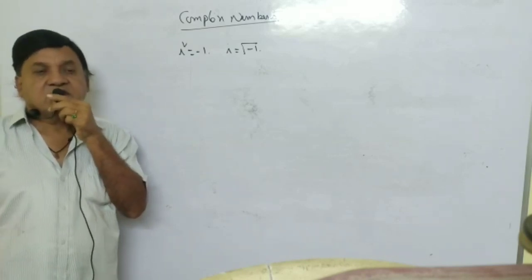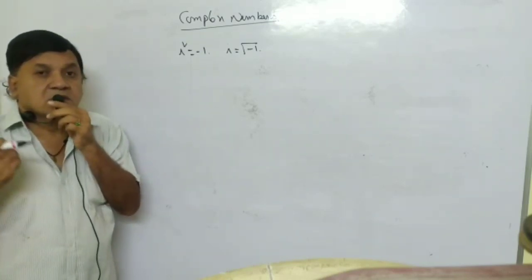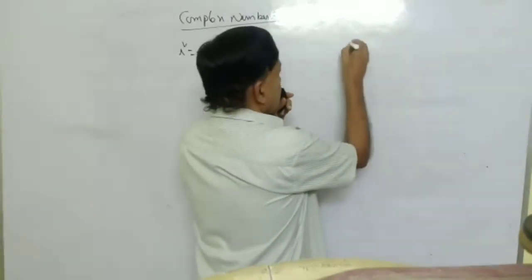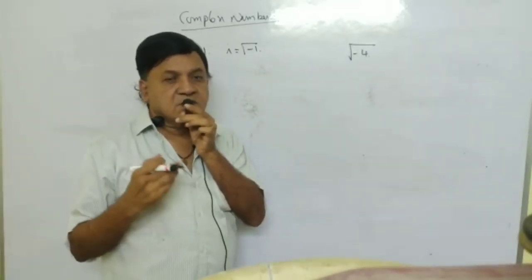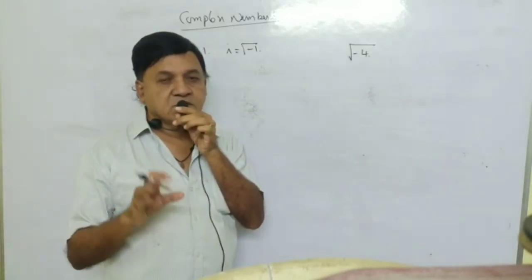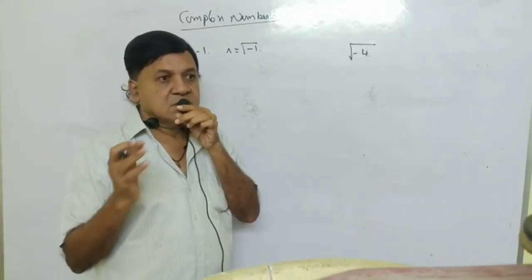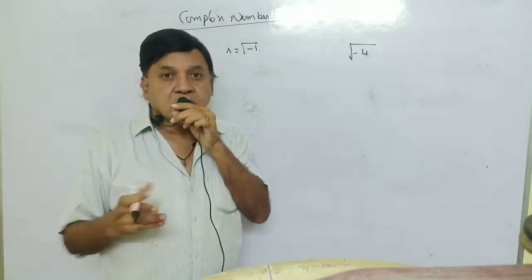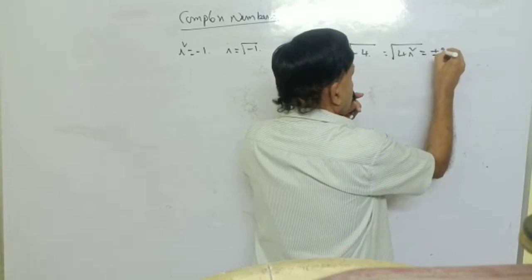See, the purpose of defining i square is equal to minus 1 is to evaluate square roots of negative real numbers. For example, let us say you come across square root of minus 4. In the real number field, we will say that it does not exist. When you know only real numbers, your concept is that it does not exist, because square root of a negative real number does not exist. But when you go for complex numbers, we can write like this: square root of 4i square, which is equal to plus or minus 2i.